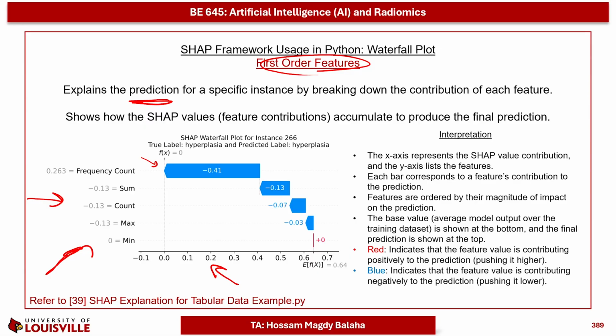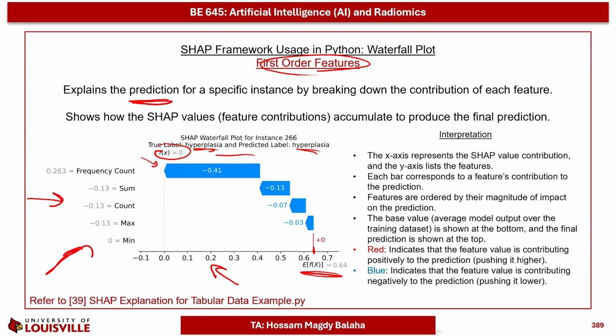And the base value, which is the average model output over the training dataset, is shown at the bottom here, and the final prediction is shown at the top here. So we have the base value. If it's above that, it will be targeted to a specific class, otherwise it will be targeted to another class. And the title here, as you see, the true label is hyperplasia and the predicted label is hyperplasia, so the figure is correct and we can interpret it.